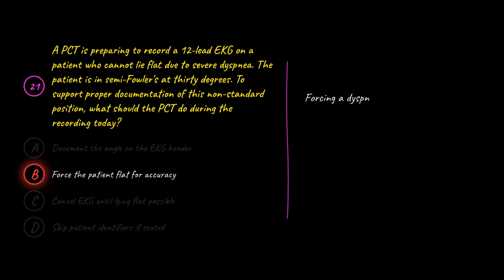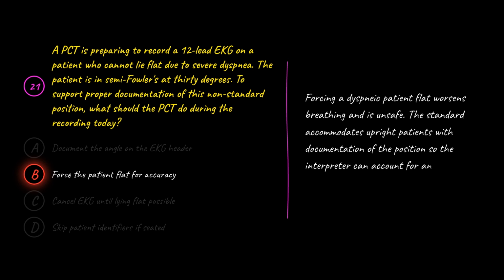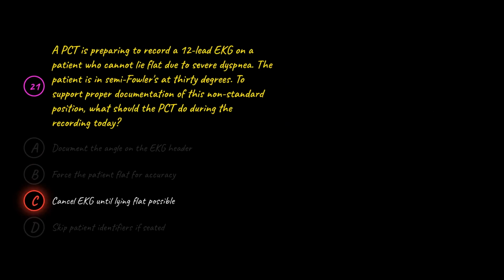B is wrong because forcing a dyspneic patient flat worsens breathing and is unsafe. The standard accommodates upright patients with documentation of the position, so the interpreter can account for any positional changes in waveform interpretation. C is wrong because cancelling the EKG denies the team timely diagnostic information.